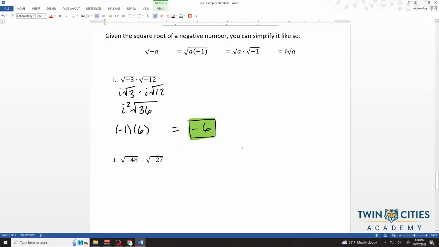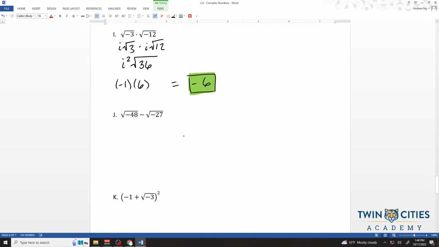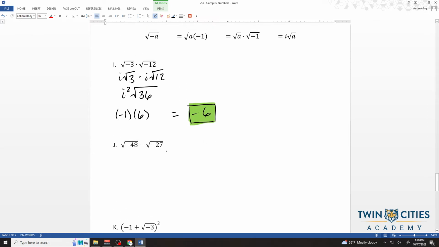The square root of negative 48 minus the square root of negative 27. All right, well, let's see. Let's start by saying that the square root of negative 48 is the same as saying i times the square root of 48. And I am subtracting i times the square root of 27.